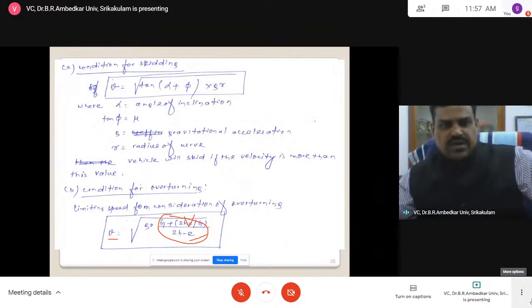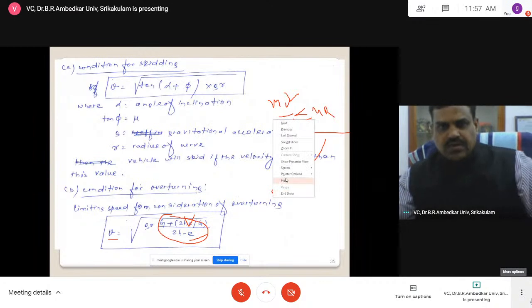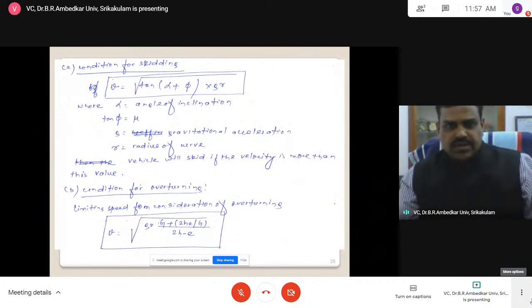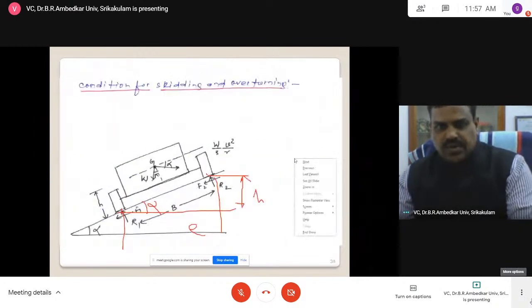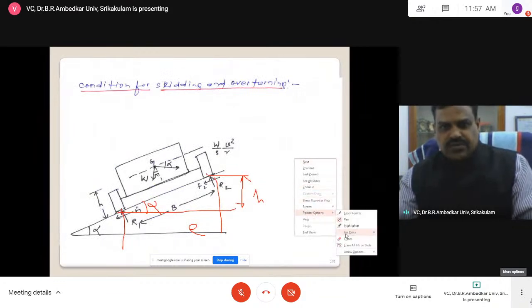That is less than or equal to, if you consider, mv square by r less than or equal to mu r. If you consider that, we'll get the condition. Okay, this is how the vehicle turning condition can be obtained by considering the forces.